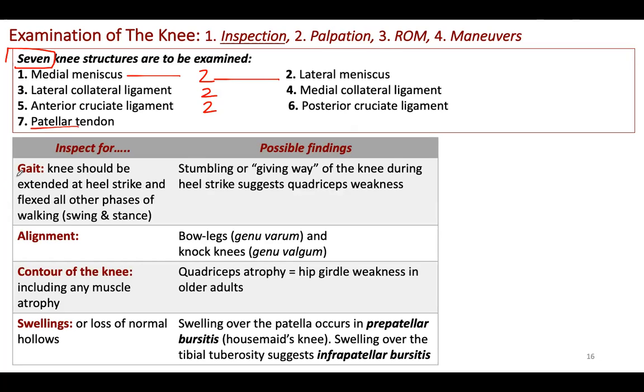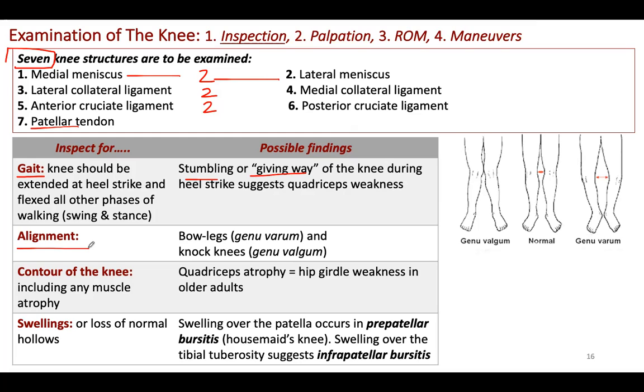Inspect the gait. Look for stumbling or giving way of the knee during heel striking the ground, suggests quadriceps weakness. Alignment. Bow legs and knock knees.